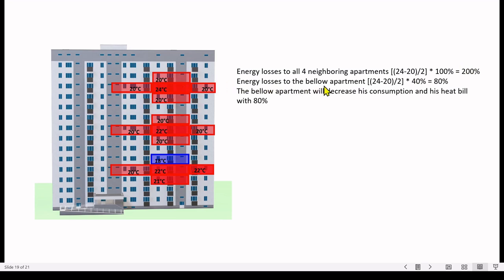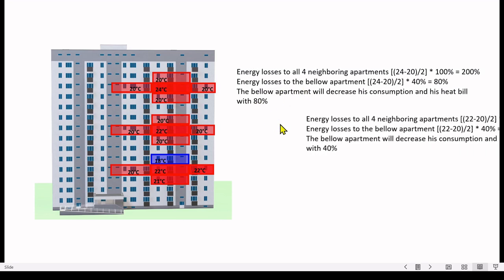Energy losses to the below apartment will be 80% in this case. That means the below apartment will decrease its consumption and its heat bill by 80%. Again, what an apartment loses will become the income of the other apartment, and that will decrease its energy use and also its bill.